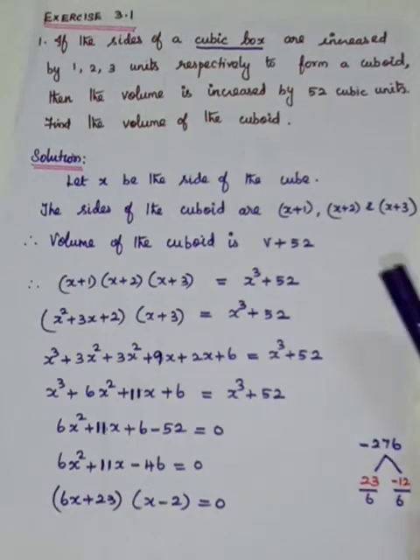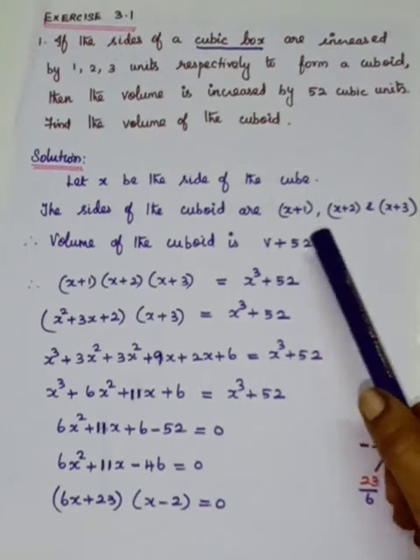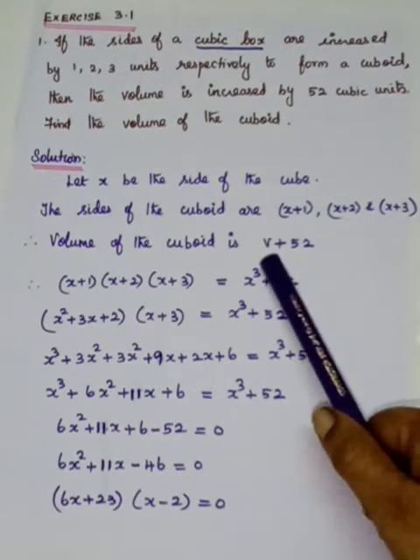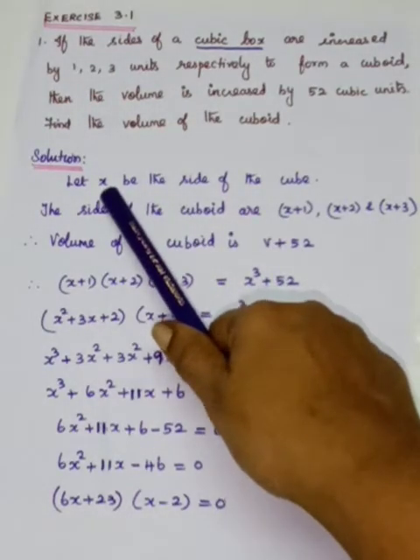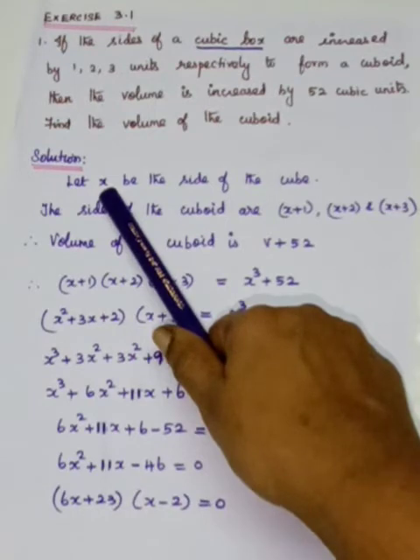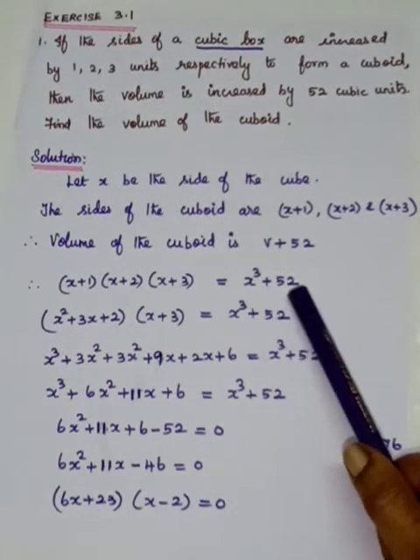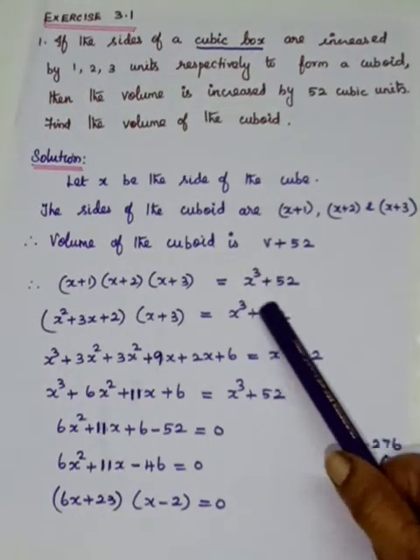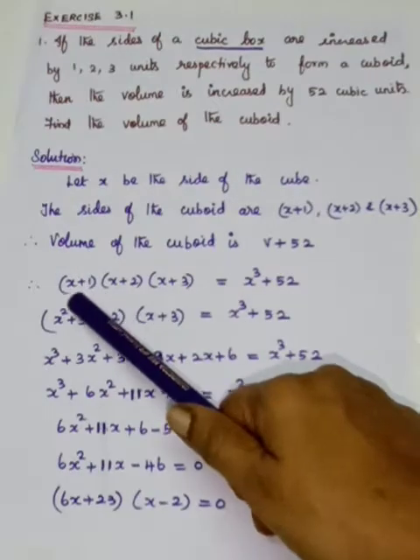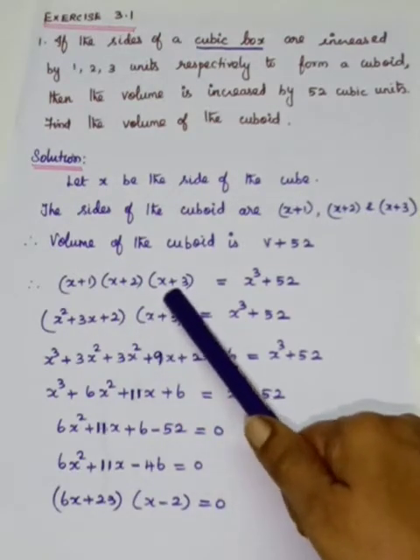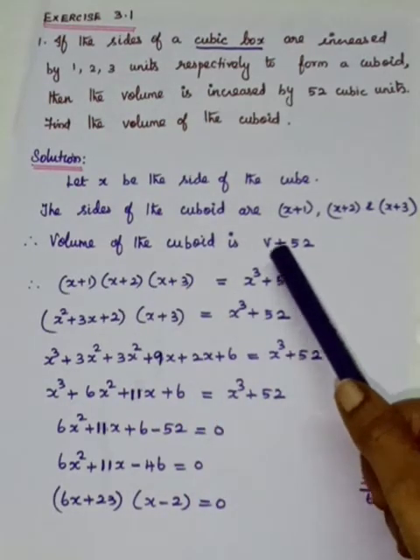Okay, next, the volume of the cuboid. What is it? V plus 52. What is V? V is the volume of the cube plus 52. What is the volume of the cube? The side is x, so the volume of the cube is x cubed. So x cubed plus 52. How to find the volume of the cuboid? That is length into breadth into height, so that is x plus 1 into x plus 2 into x plus 3. This is nothing but the volume of the cuboid, that is V plus 52.